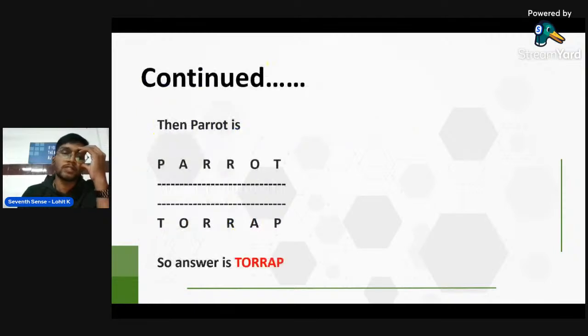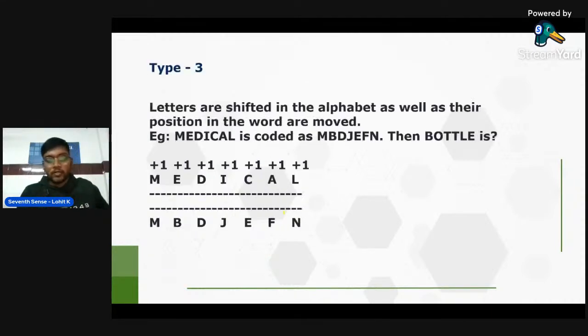So that will be the answer for this. Okay, so just do the reverse of this, you'll get the answer. So that will be TORRAP. So this is one type of questions you're going to get in coding and decoding.